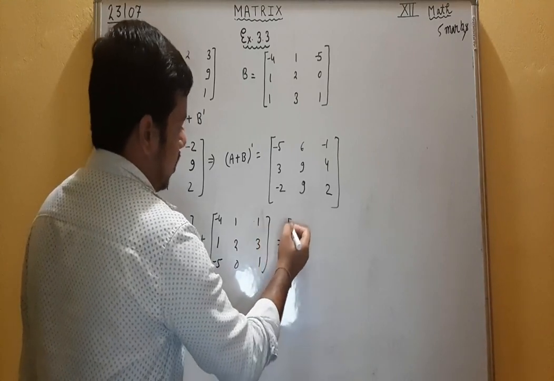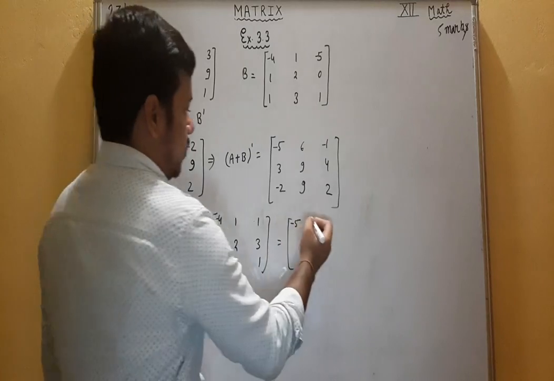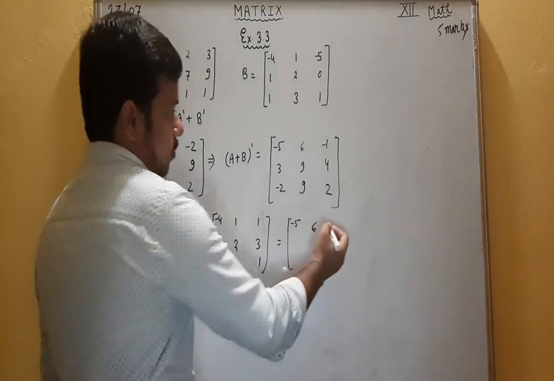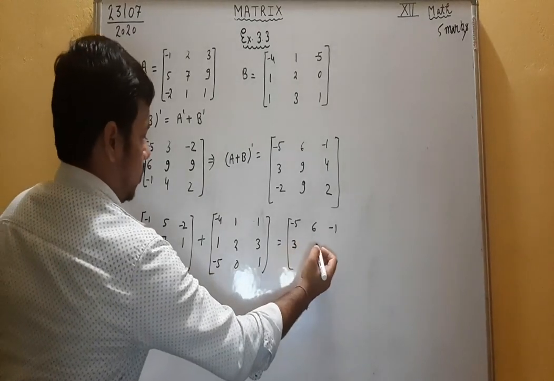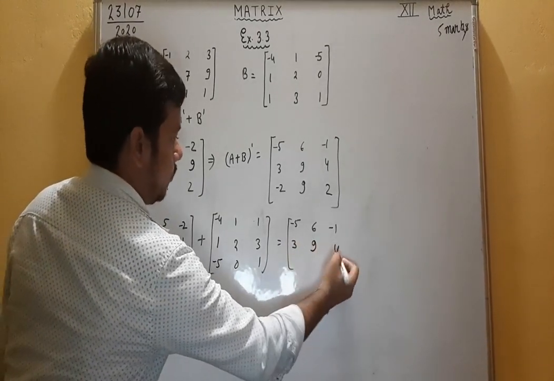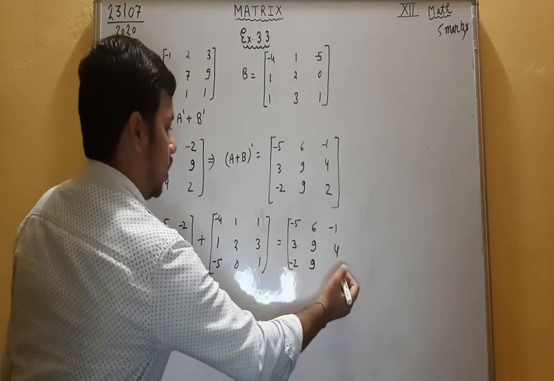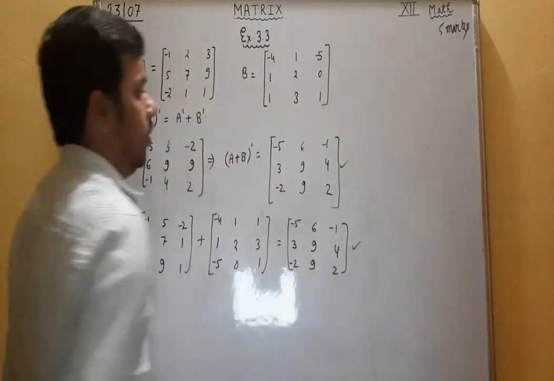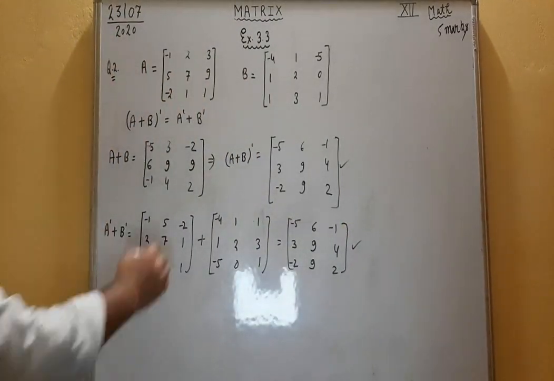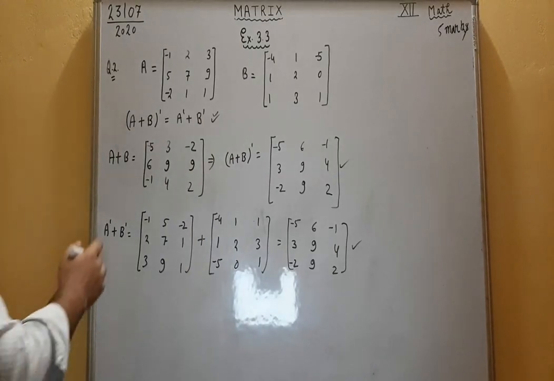Let us add these two matrices. Minus 1, minus 4, minus 5; 5, 1, 6; minus 2, 1, minus 1; 2, 1, 3; 7, 2, 9; 1, 3, 4; 3, minus 5, minus 2; 9, 0, 9; and 1, 1, 1, 2. See, this matrix and this matrix are the same. In this way, this result is verified: (A plus B) dash is equal to A dash plus B dash.